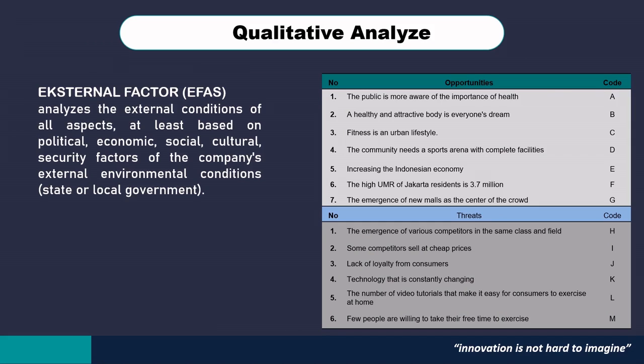And the second, qualitative analysis, external factor, EFAS, analyzes the external conditions of all aspects, at least based on political, economic, social, cultural, and security factors on the company's external environmental conditions, state or local government. And the following is an example from company gym.